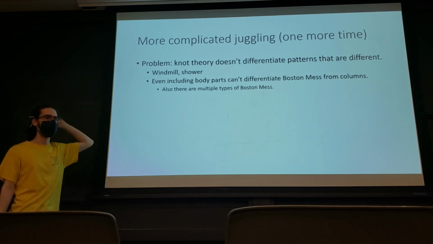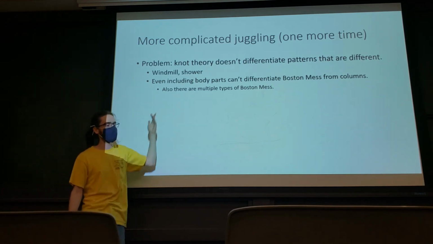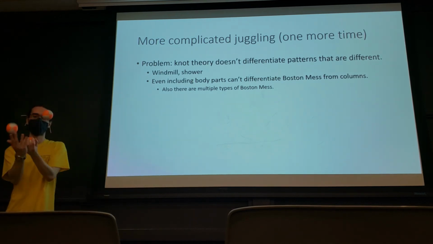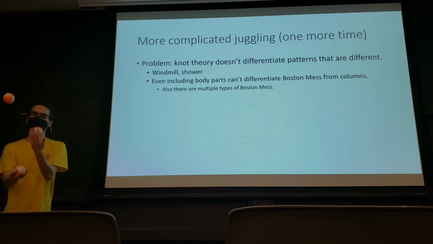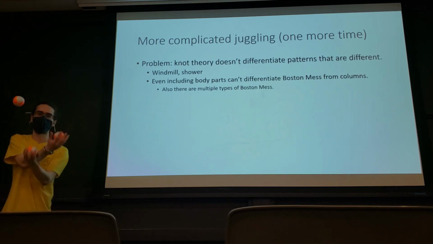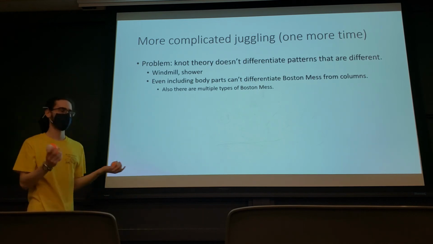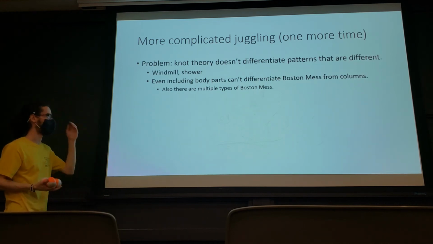These are sort of new problems, but there are actually multiple types of Boston mess. So there's like this, where my left arm is always over my right arm. But then there's this version, where my right is always over my left. These are different, but both siteswap and topology would say they're the same.